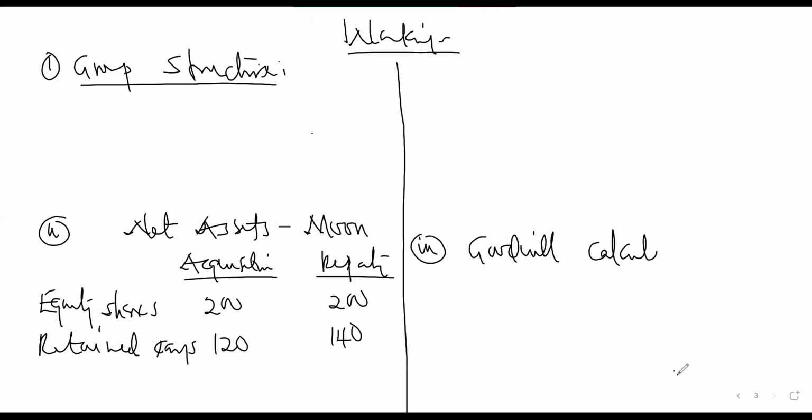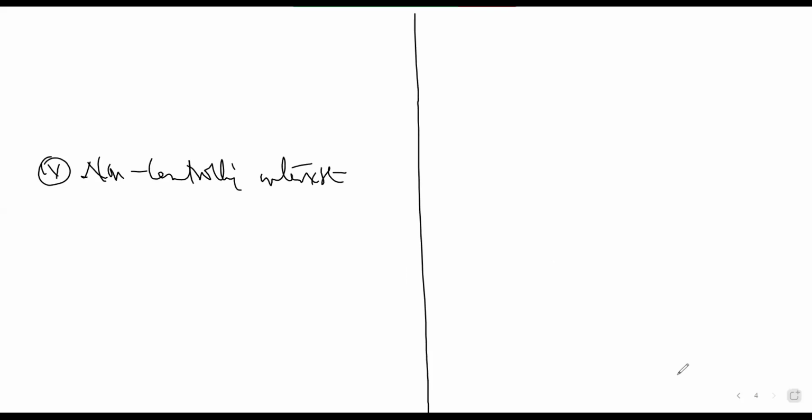Then you move to the calculation of goodwill. You have your purchase consideration here, so you can put that there. Then you move on to NCI. You can come here and have your non-controlling interest. You can say fair value at acquisition. Do you have any fair value at acquisition? We are going to determine that.